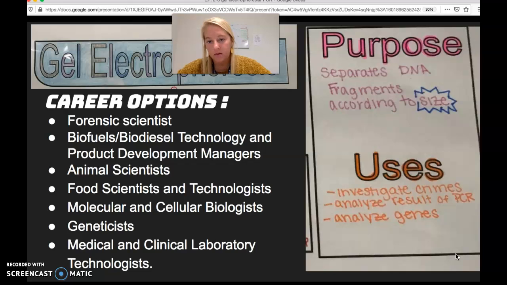Like always with our biotechnology unit, I want to talk about career options real quick. People that use gel electrophoresis in their daily lives are forensic scientists, which we already talked about, biofuel and biodiesel technology and product development managers, things that we talked about on Thursday with our sustainable fuel options. Animal scientists, food scientists and technologists, molecular and cellular biologists, geneticists, and medical and clinical laboratory technicians also all use these processes. So this is a booming field and a skill that is widely used by scientists all over.